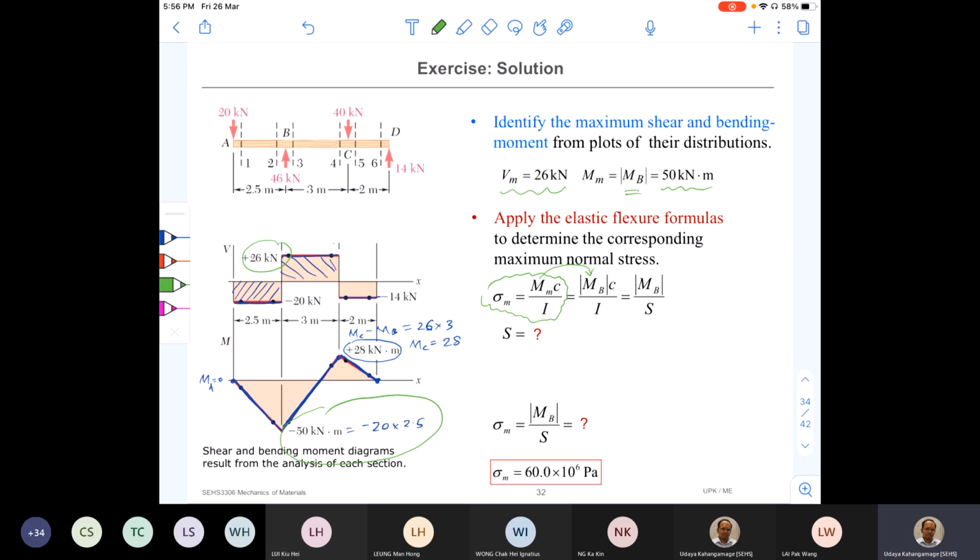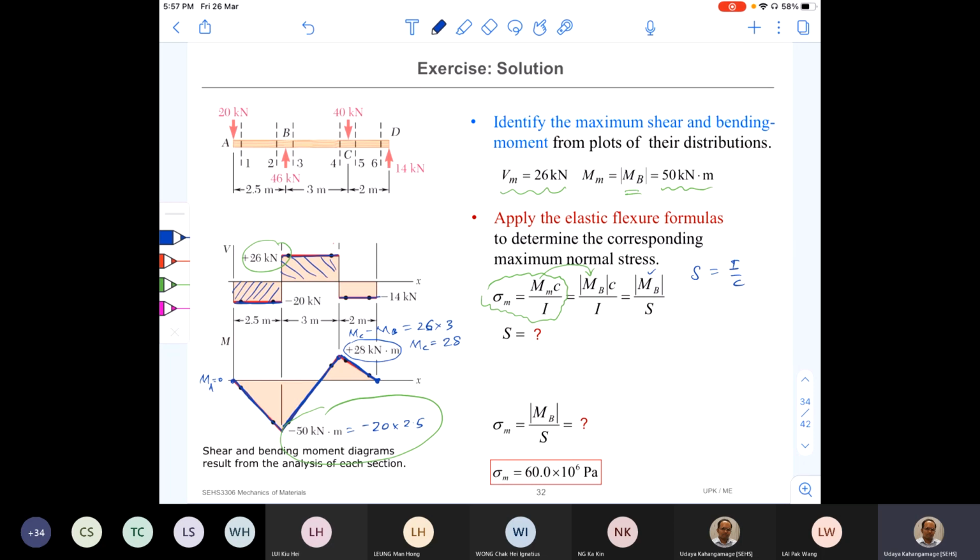And C over I. Or I can write it in terms of section modulus. Here section modulus S is equal to I over C. If you know this section modulus, then I can find the maximum bending stress because I already know the bending moment value. The only thing is I don't know what this S is. So let's see the relationship for S, because S is a geometric property. It relates to the geometry of the cross section.